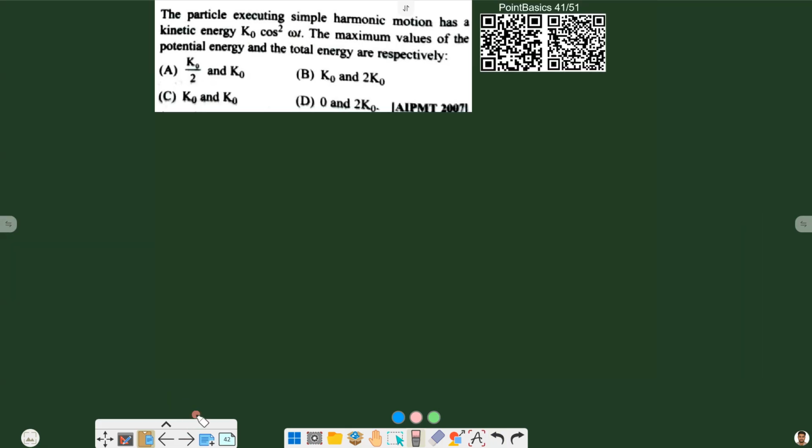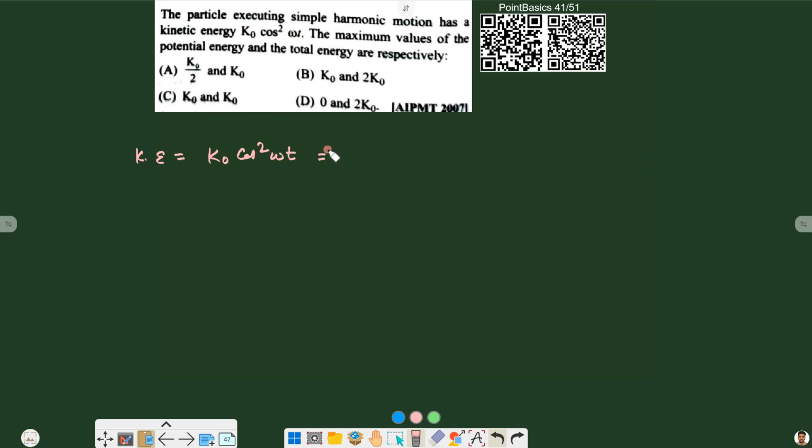Next question. A particle executing SHM has a kinetic energy K node cos square omega t. The maximum values of potential energy and total energy are respectively? So here the particle is executing SHM, kinetic energy is given by this relation, and we have to find the maximum values of potential and total energy. You might be confused about this type of kinetic energy given as K node cos square omega t. So it means that kinetic energy is variable, and its variation is given by cos square omega t.